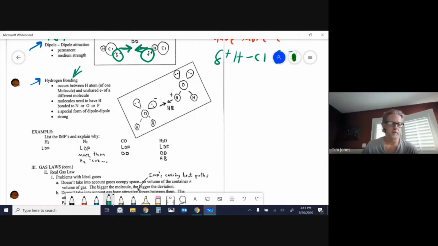It happens between the hydrogen atom of one molecule, hence the name hydrogen bonding, and the unshared electrons of a different molecule. Now, the other molecule, or both molecules, have to have the hydrogen bonded to nitrogen, oxygen, or fluorine.